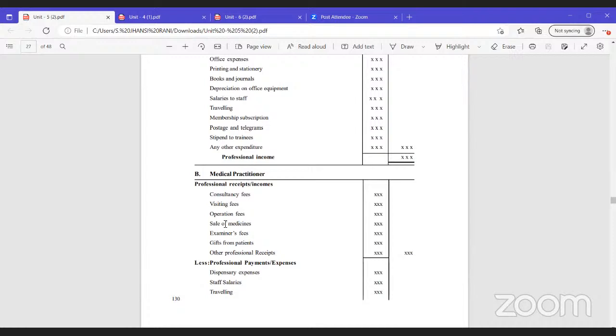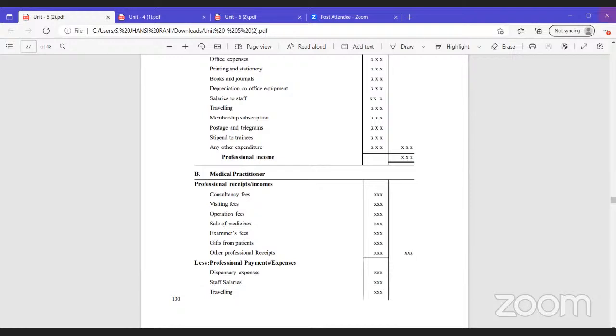Examiner's fee, because doctors, how do they become doctors? Now, being a teacher, I cannot conduct any exams for them. I'm not eligible for that. So only doctors are eligible to conduct exams for them, the people who teach them. So examiner's fee, gifts from patients, or any other professional receipts.